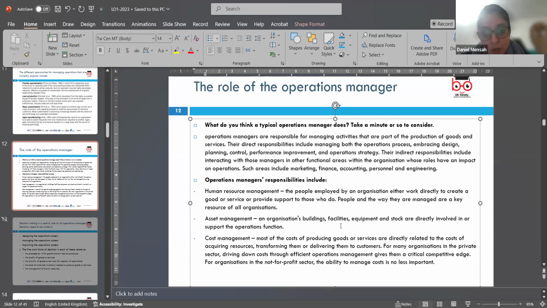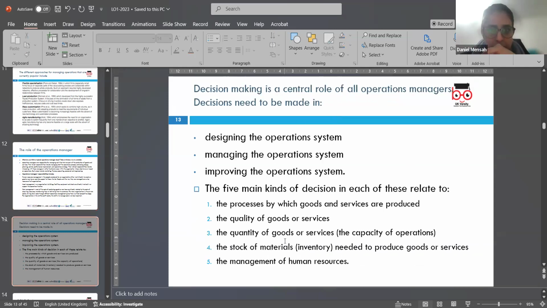Then asset management: they need to make sure that enough buildings, facilities and equipment are available to run this operation or production processes smoothly. Cost management is also one of the key responsibilities, to bring the cost down, use the resources efficiently and transform those resources into the final product. So these were the major responsibilities of the operation managers.